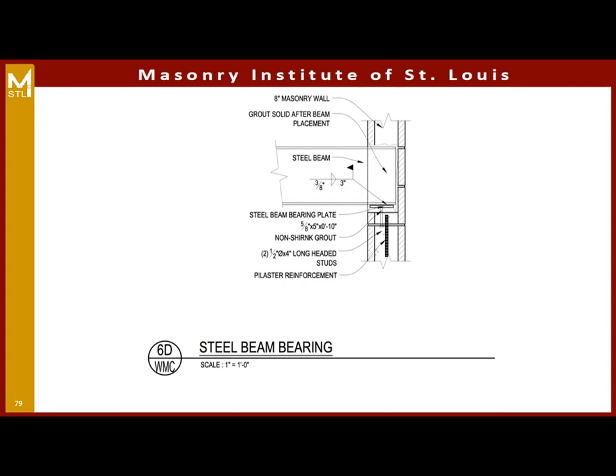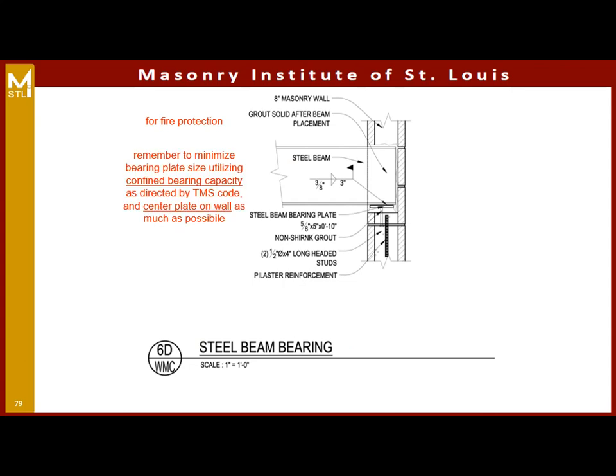Similar situation with a roof beam instead of a joist. It's kind of the same deal. I didn't mention it with the joist, but it applies there too. We want to grout that pocket solid after we install for fire protection. Again, minimize the bearing plate size by moving that away from the edge of the masonry as we can. And also consider the stud length on our bearing plates.